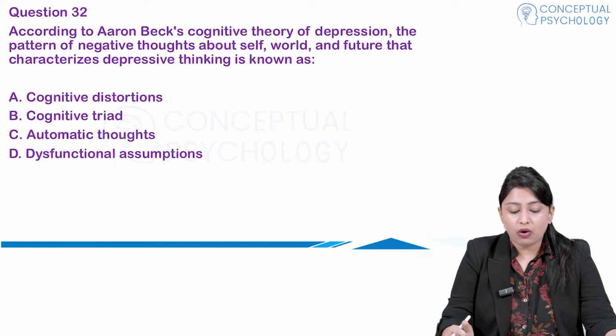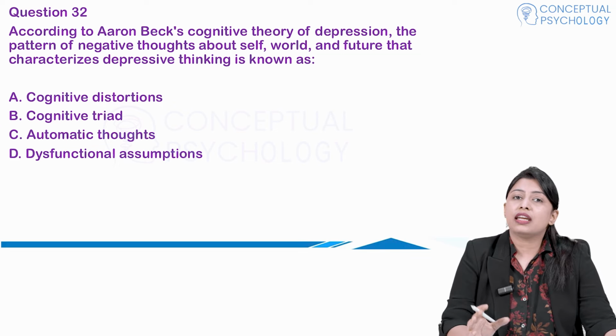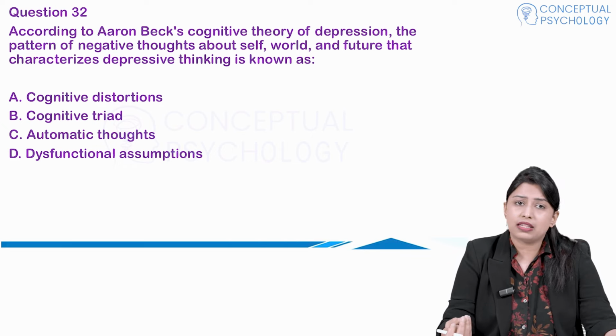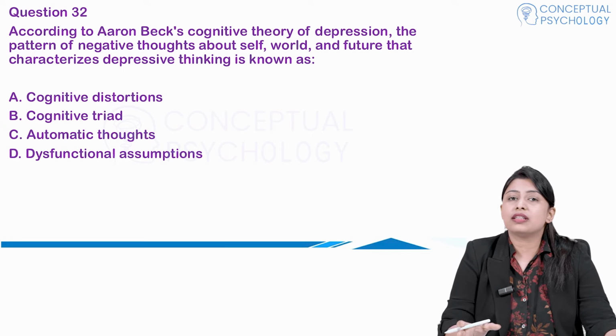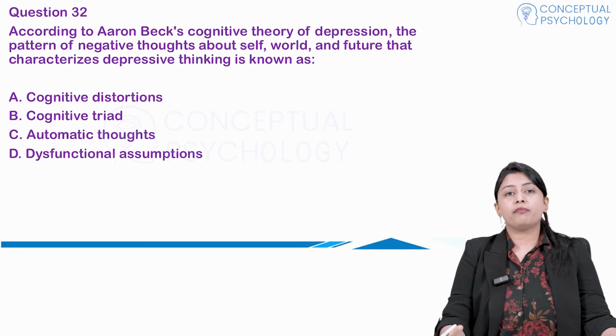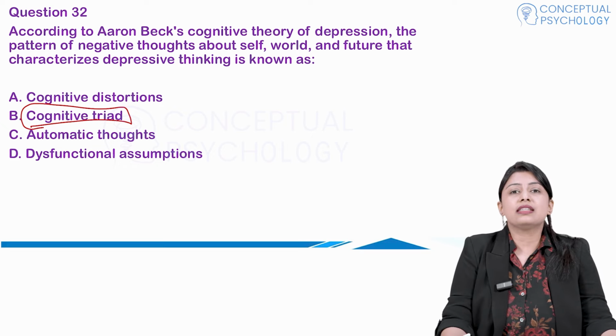According to Aaron Beck's cognitive theory of depression, the pattern of negative thoughts about self, world, and future that characterizes depressive thinking is known as cognitive distortions, cognitive triad, automatic thoughts, or dysfunctional assumptions. So, Aaron Beck's cognitive triad describes the three key areas of negative thinking that characterize depression, which is the negative thoughts about the self, viewing oneself as worthless, inadequate, or defective, or the negative thoughts about the world experiences, interpreting experiences in a negative or a pessimistic way, and negative thoughts about the future, which is hopelessness and pessimistic expectations about what lies ahead. So, this is the triad that forms the core of Beck's cognitive model of depression. The correct answer here is the cognitive triad, which is hopelessness, helplessness, and worthlessness.